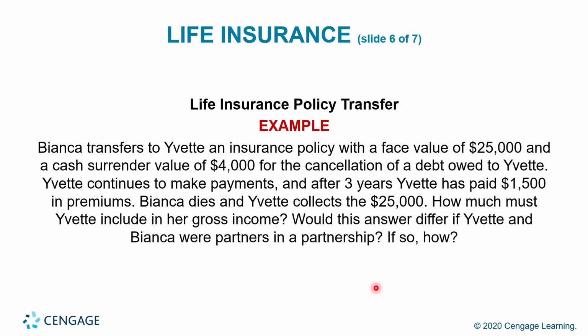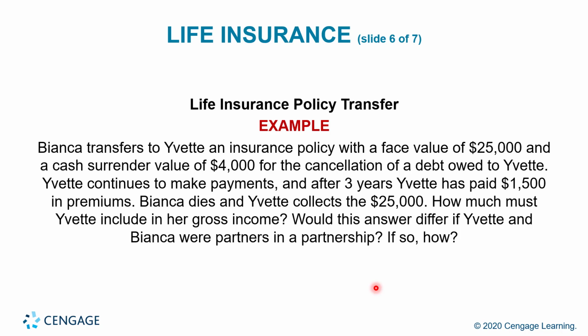And so, for example, Bianca transfers to Yvette an insurance policy with a face value of $25,000 and a cash surrender value of $4,000 for the cancellation of a debt owed to Yvette. Yvette continues to make the payments, and after 3 years, Yvette has paid $1,500 in premiums. Bianca dies, and Yvette collects the $25,000. How much must Yvette include in her gross income? Would this answer differ if Yvette and Bianca were partners in a partnership?